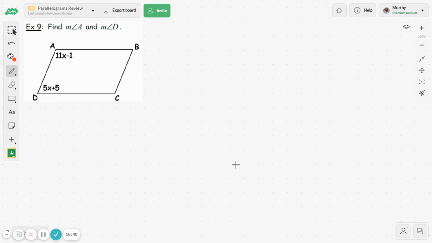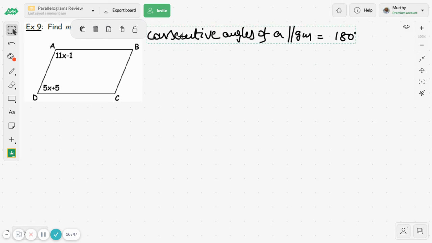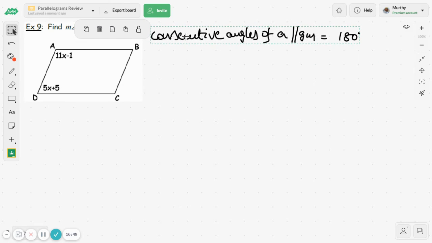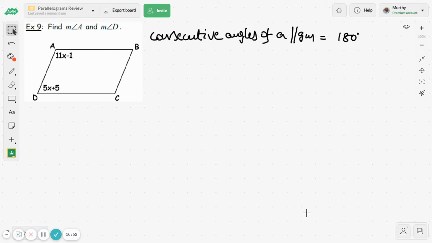Well, this question will also be using the same rule. So let me copy that rule. That is, the sum of consecutive angles of a parallelogram is 180 degrees. Therefore, here I see that angle A and angle D, these two are consecutive angles. Already I mentioned that consecutive angles means which are next to each other. So the value of angle A plus angle D equals 180.